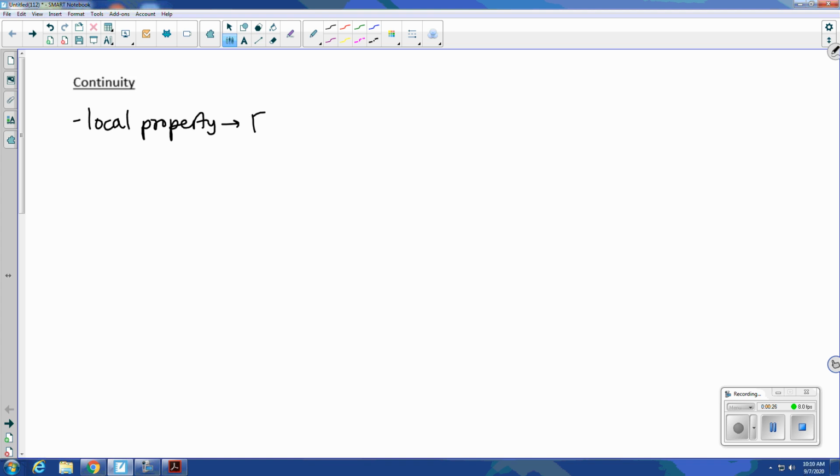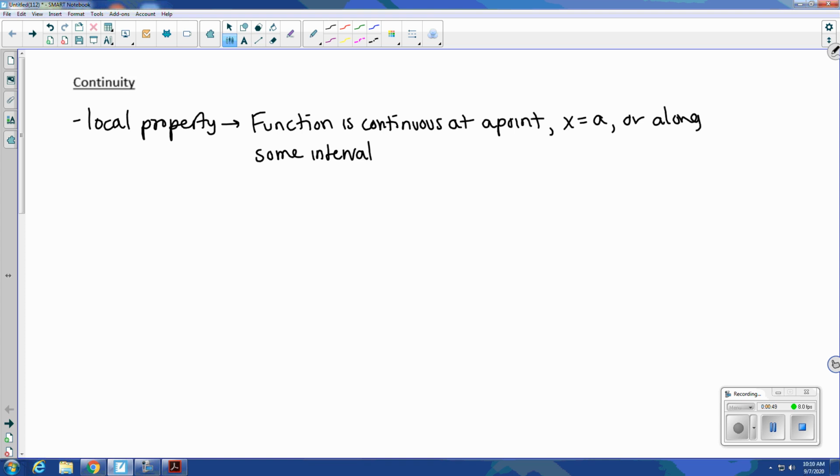So a function is continuous at a point. Could be x equals a, or along some interval. So when you hear the term a function is continuous, that's referencing along its domain.